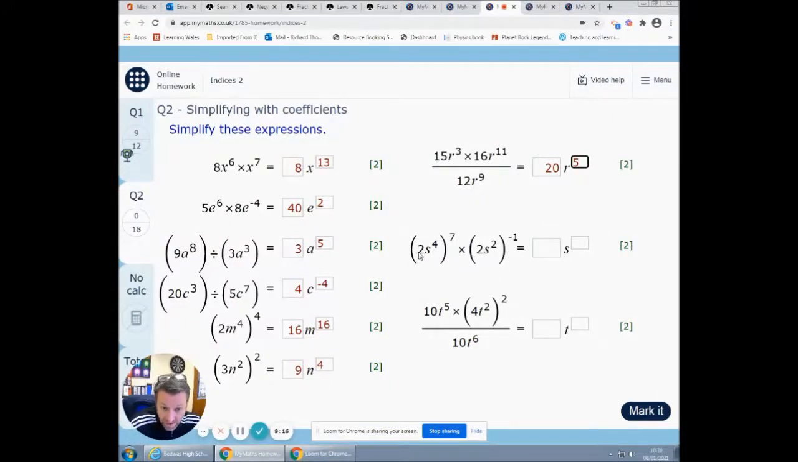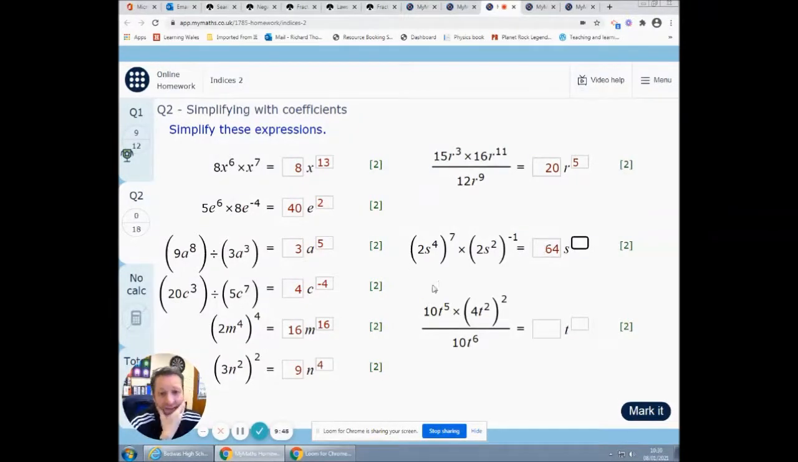Right, so that is 2 to the power of 6, isn't it? 2 to the power of 7 times 2 to the power of minus 1. Add those: 7 add minus 1 is 6. So that's 2 to the power 6. 2 times 2 times 2 times 2 times 2 times 2 is 64. Let's double check that. 2, 4, 8, 16, 32, 64. 6. Right, I think that's the 2 tackled.